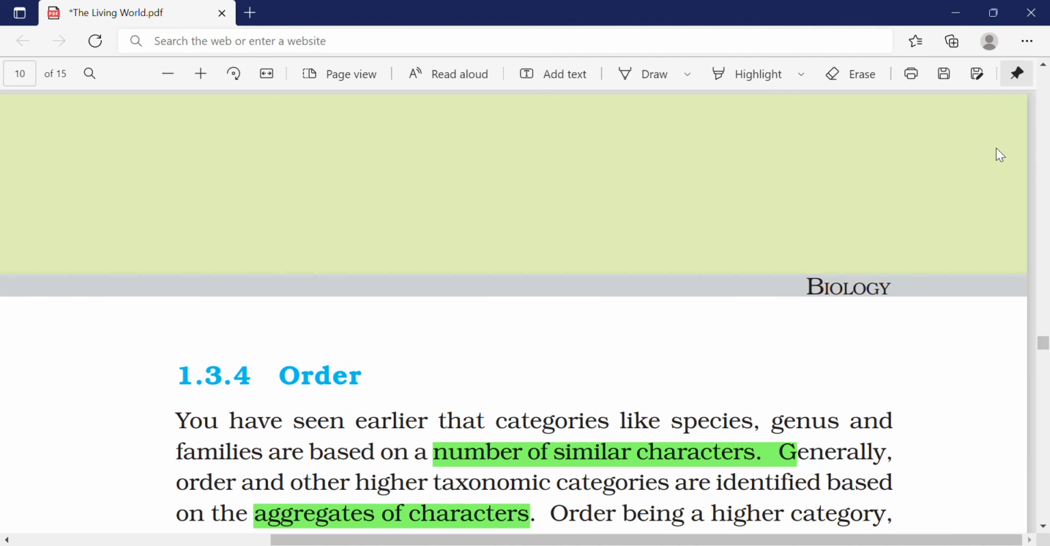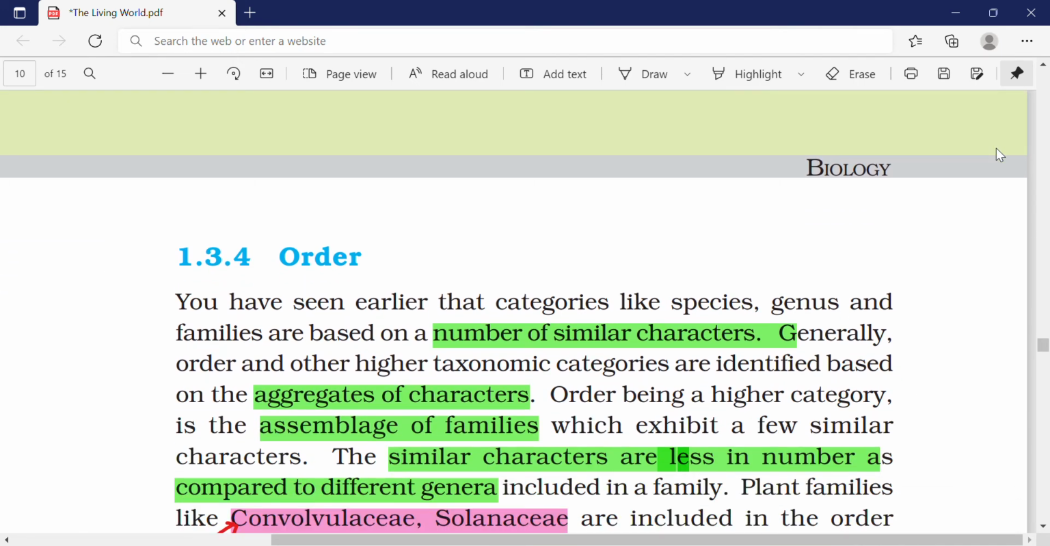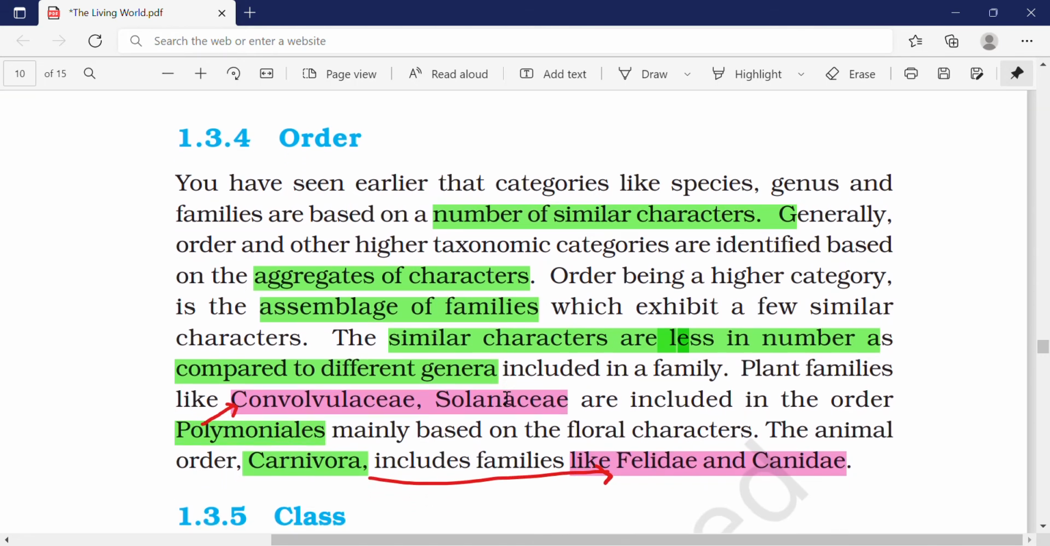Next, order. What is order? A group of families together is called an order. Now, before order, everything is based on the number of similarities. But when you come to order, they are identified based on aggregates of characters. They will no more see the number of similarities. They will just aggregate the characters and see the similarities. So order, being a higher category, is an assemblage of families which exhibit few similar characters. The similar characters are fewer in number as compared to the different genera included in a family.